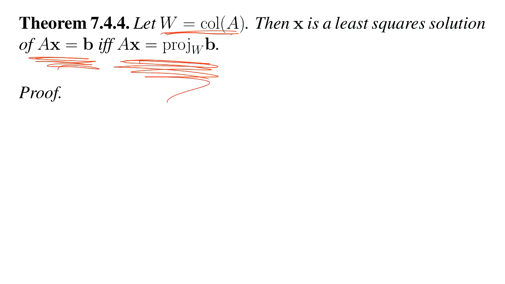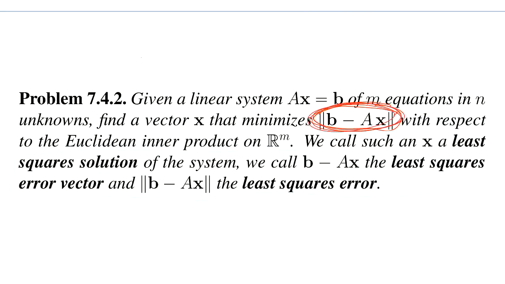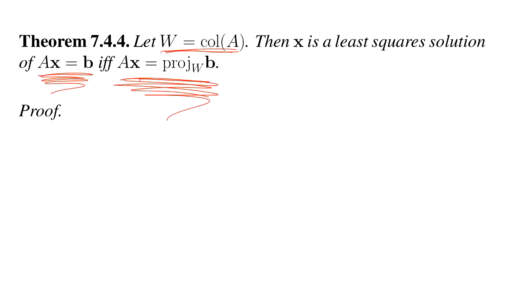And the claim is that x is a least squares solution of this thing, the equation you're actually interested in, meaning that it minimizes this distance between b and Ax. It's a least squares solution to the thing you're interested in if and only if it's a genuine garden variety solution to this new one, where you've replaced b with its projection onto the column space. Okay, does this sound like a plausible thing to be true? All right, so let's prove this.